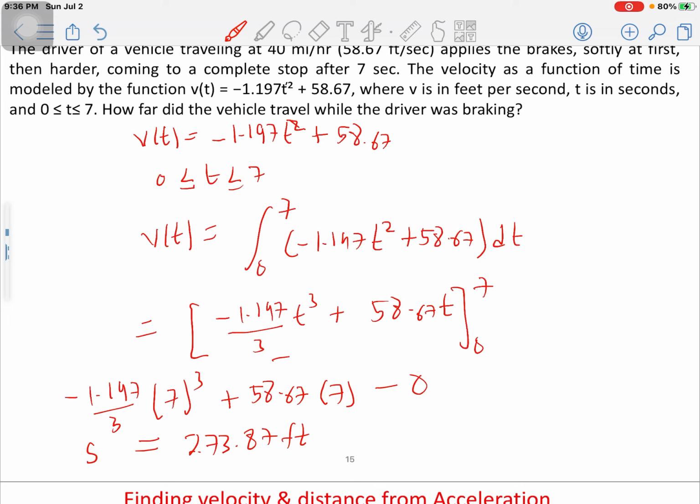So in the graph of x, the shaded area will represent the distance the vehicle traveled during that particular 7 seconds. So thank you for watching, and see you in my next video.